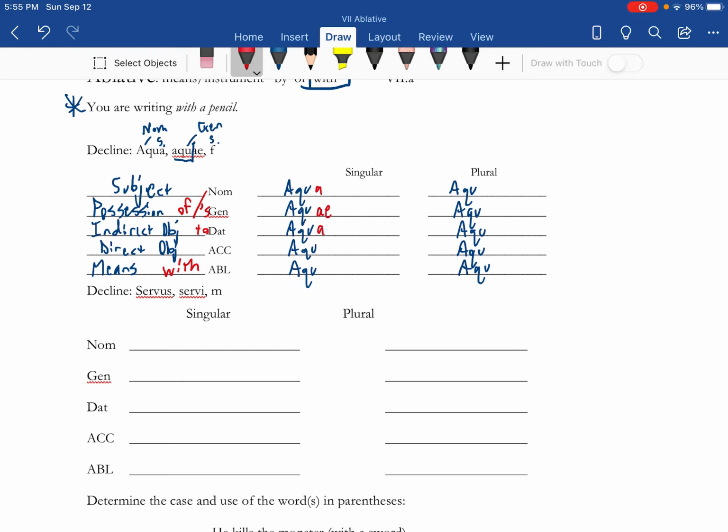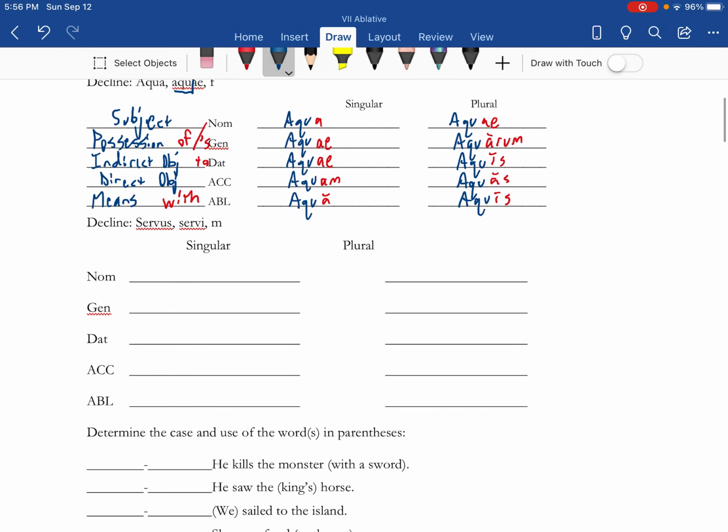Wait, that doesn't look good. Alright, and is, is. Those are the endings. For second declension, again, nominative singular here, genitive singular here. I need to get that stem.